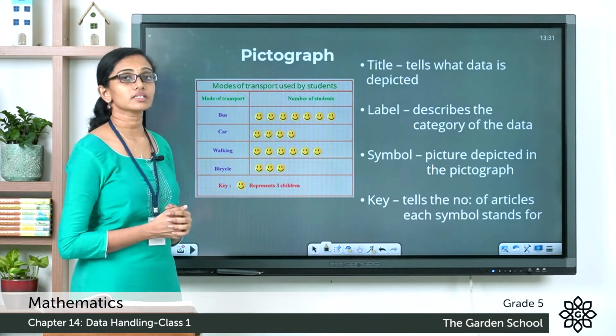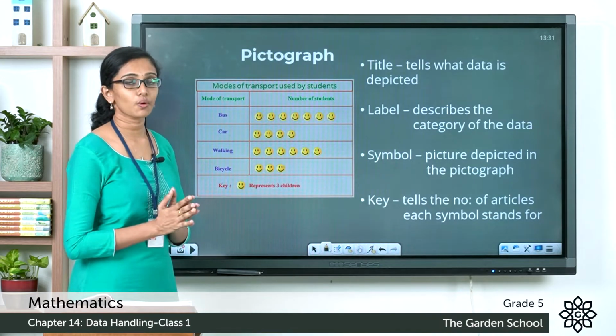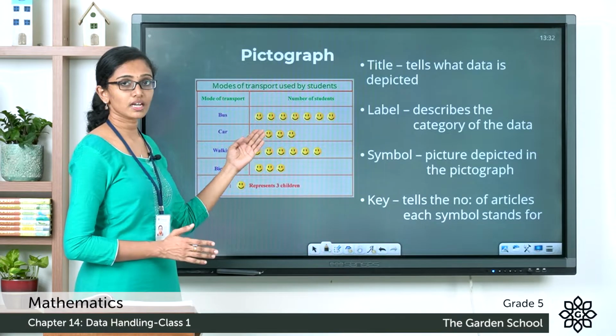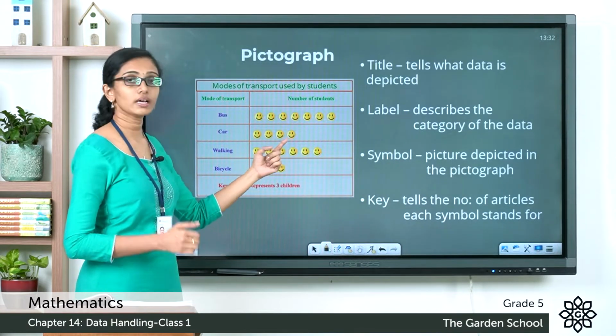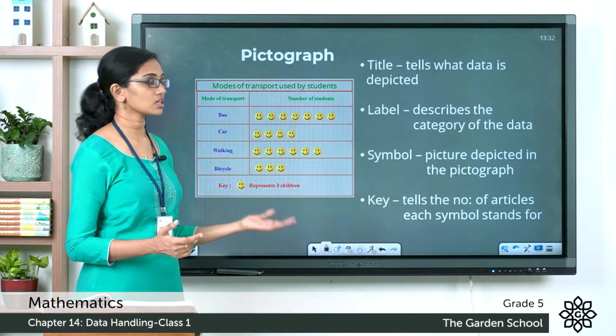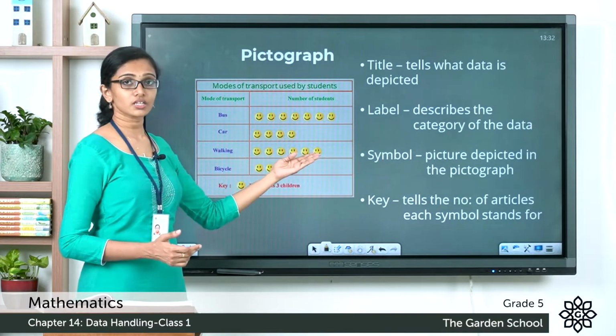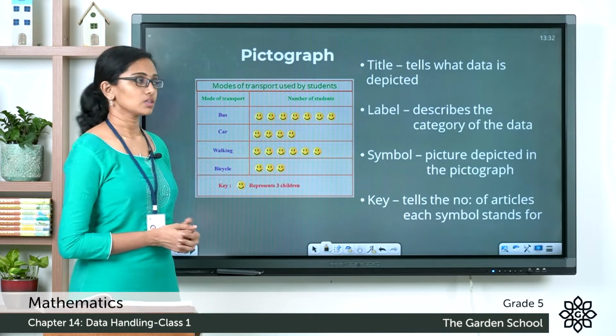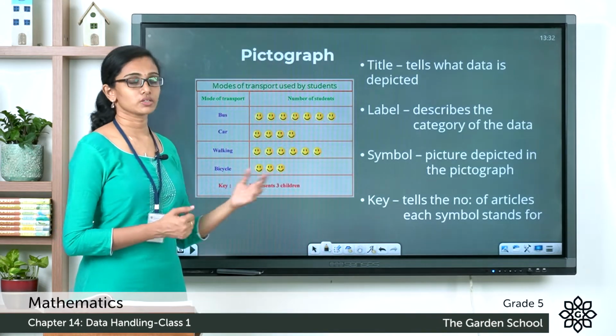And what about the total number of students that use car as a mode of transport? The number of smileys used here is 4, 1, 2, 3, 4. Each smiley represents 3 students. So 4 into 3, that is a total of 12 students. Similarly, the other 2 cases as well. So this is how you read data from a pictograph.